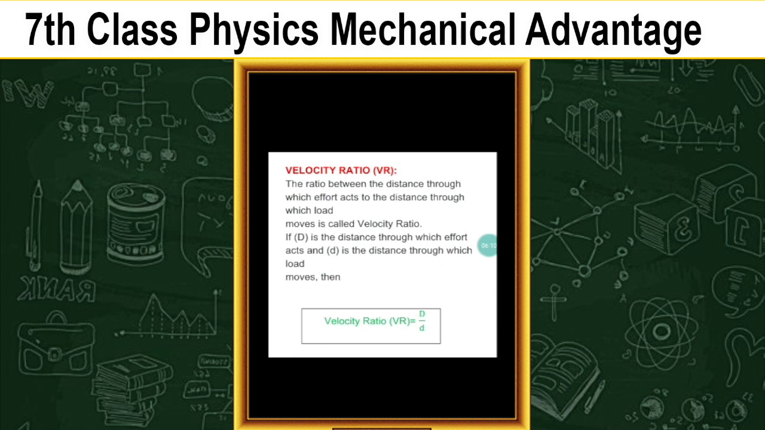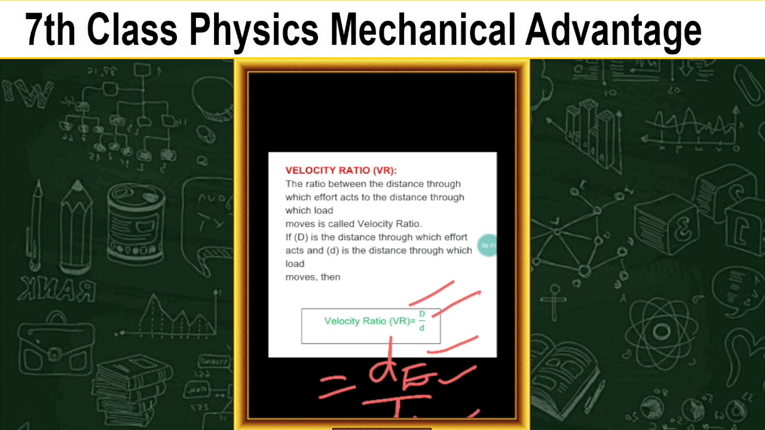Okay, the ratio between distance moved by the effort and distance moved by the load. So here capital D indicates distance moved by the effort. This D is also written as small d_l. You can easily understand: distance moved by the effort by distance moved by the load.